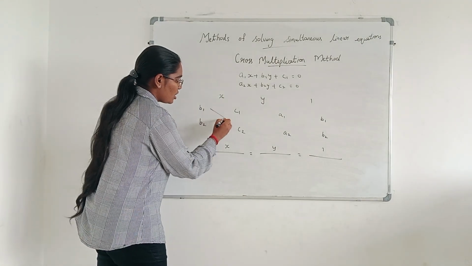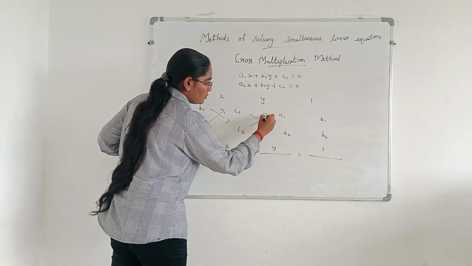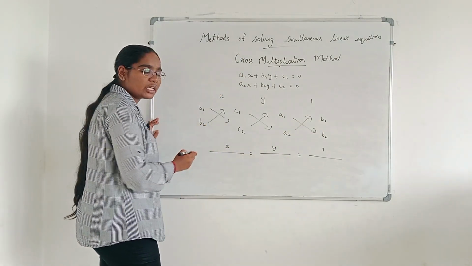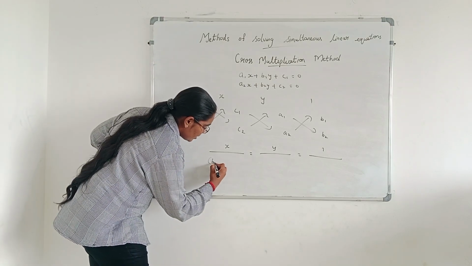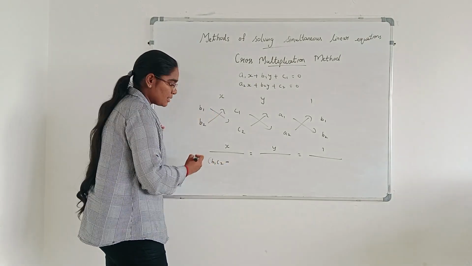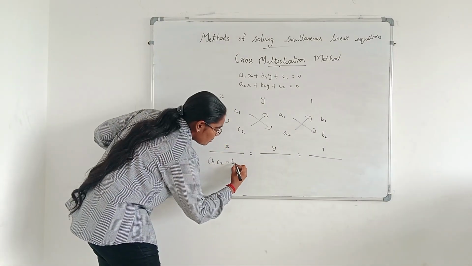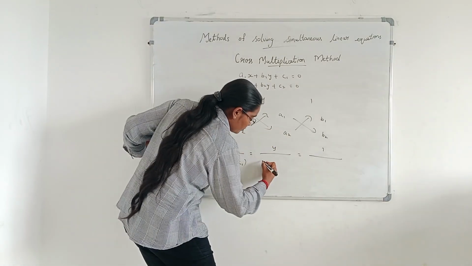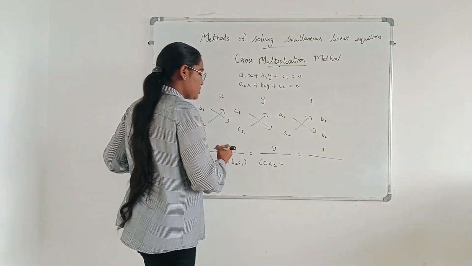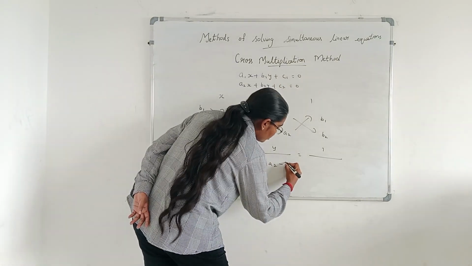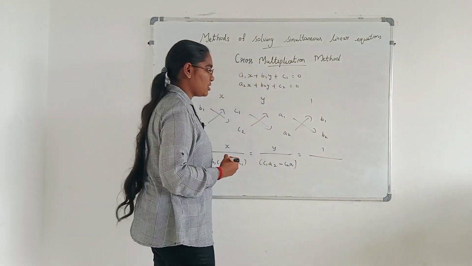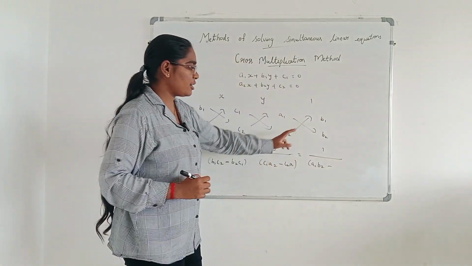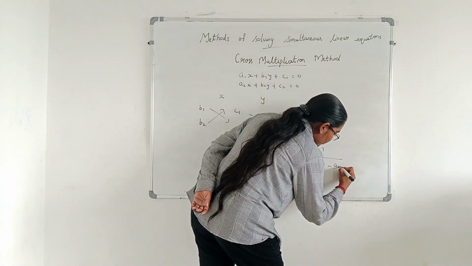Okay, now we are doing cross multiplication and writing the values in the denominator. So b1 into c2, what will you get? b1 c2 minus b2 into c1, b2 c1. Okay, in a similar way, c1 into a2, c1 a2 minus c2 into a1, c2 a1, equal to constant, a1 into b2, a1 b2 minus a2 into b1, a2 b1.